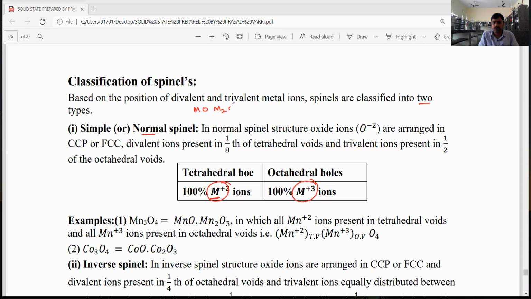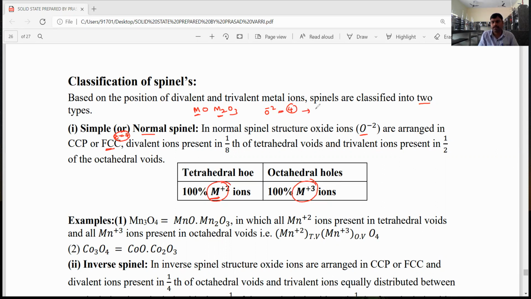So here the formula is MO and M2O3. See, here one metal and here two are present. So in normal or simple spinels, how many oxide O2- ions are present in total, dear students? 4 O2- ions are present. These are all arranged in FCC, so all arranged in FCC means this unit cell has Z equal to 4.